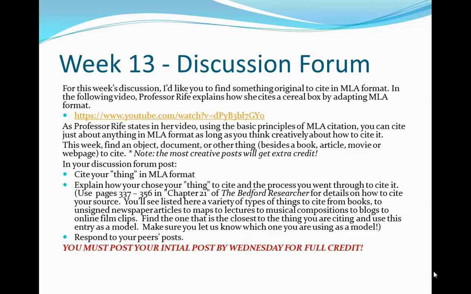Look at pages 337 through 356 in Chapter 21 of the Bedford Researcher for details on how to cite your source. You'll see listed here a variety of types of things to cite, from books to unsigned newspaper articles, to maps, to lectures, to musical compositions, to blogs, to online film clips. Find the one that's the closest to the thing that you're citing and use this entry as a model. And make sure you let us know which one that you're using as a model.